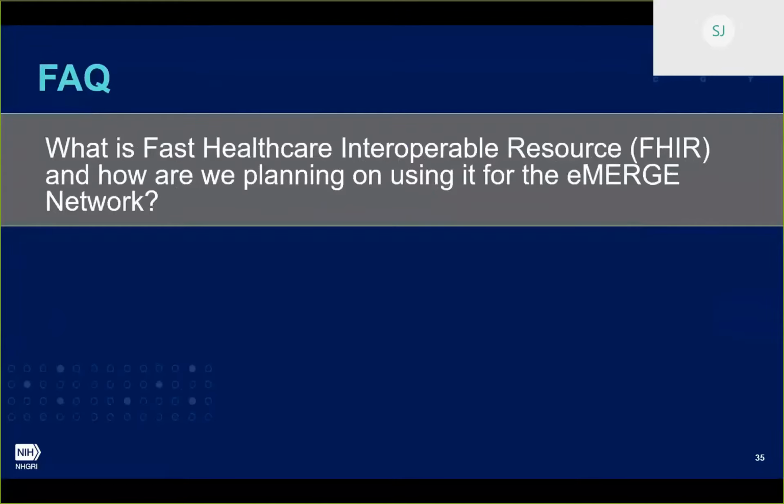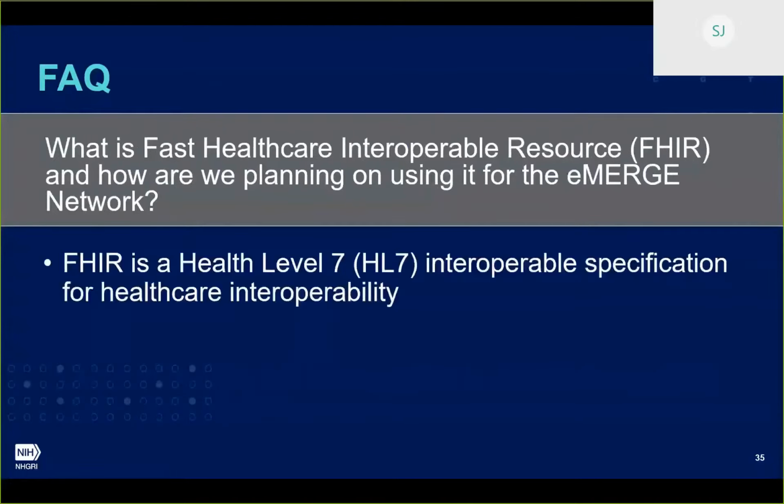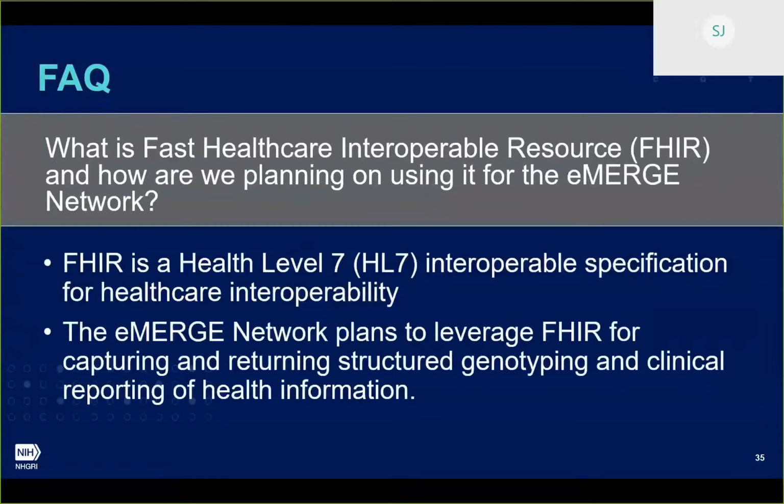What is Fast Healthcare Interoperable Resource, FHIR, and how are we planning on using it for the eMERGE network? So FHIR is an HL7 interoperable specification for healthcare interoperability. eMERGE plans on leveraging FHIR to capture and return structured genotyping and clinical reporting of health information. We understand that there are some limitations to FHIR, but we also want to utilize FHIR and expand on it for the use for eMERGE.